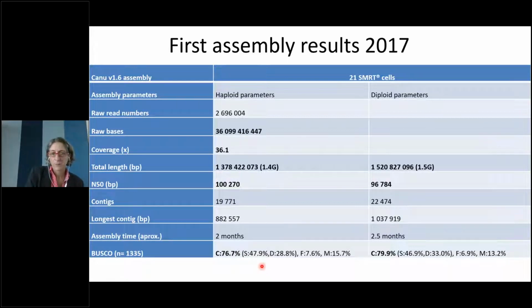It took around 2 months to run continuously on a high performance computer. And then I did diploid parameters. I got a 1.5 gig genome and 79.9% complete. So we're getting a little bit better each time, but still missing quite a few conserved genes.